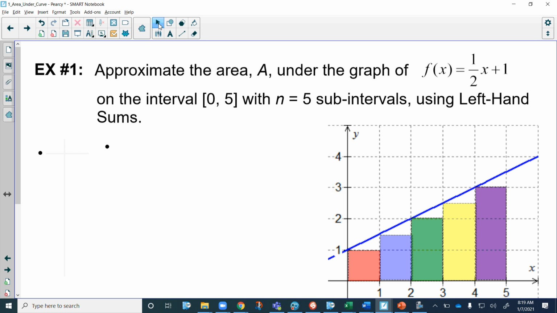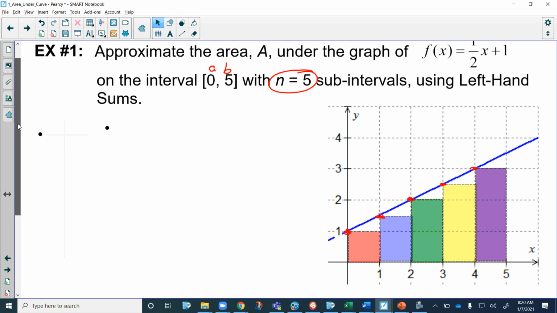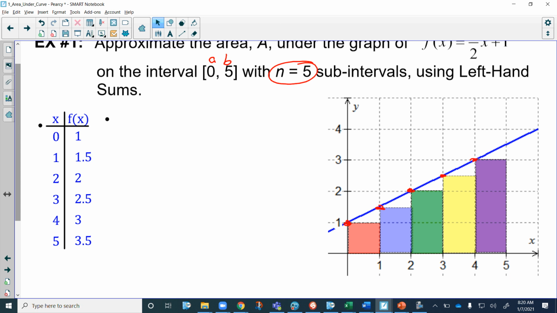The left-hand rule is what we're looking at according to the problem, and it's telling us that the interval, this is our A value, this is our B value, and that we want 5 subintervals. So that's why the picture, the way it's been described, has been drawn with 5 rectangles underneath it. Pay attention, we're only intersecting the curve with the left uppermost corner of each rectangle. And so what we're going to do here, the easiest way of thinking about it, is to identify a table of values.